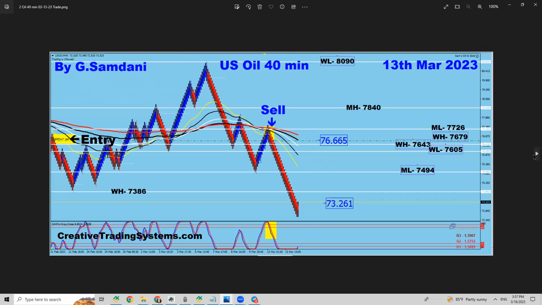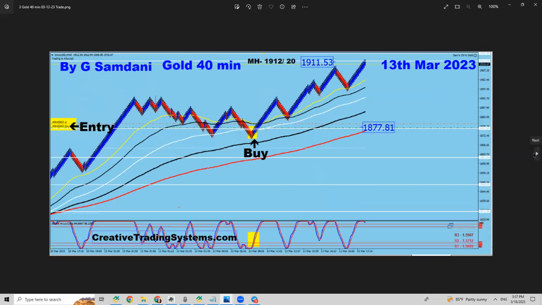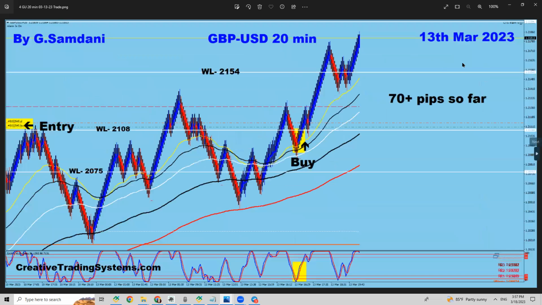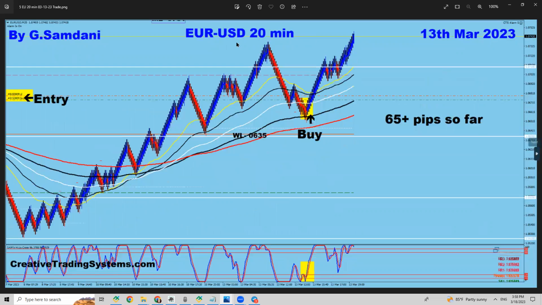Here on the 13th, second, the oil trade, sell order here from 76.66 to 73.26. Beautiful trade to the downside. On the 13th, gold going to the upside from 1877 to 1911. On the 13th, one more, pound USD going to the upside, long trade, buy order here, 70 pip to the upside. On the 13th, EUR-USD going to the upside for 65 pip.